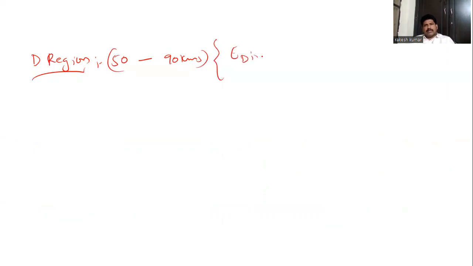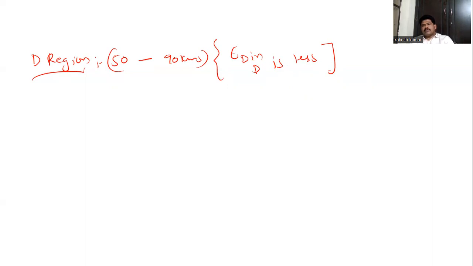The D region is the lowest region of the ionosphere. What is the height? The height is from 50 to 90 kilometers. What about the electron density? The electron density in the D region is very, very less. It is the lowermost region of the ionosphere, and the electron density is also very, very less.